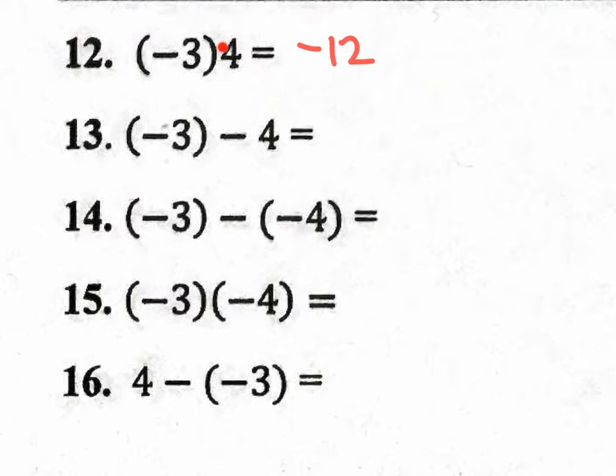Let's look at the other multiplication one, this one down here. What's the answer to this one? Negative 3 times negative 4? Positive 12. Positive 12, that's right. And the rest is thinking of money.